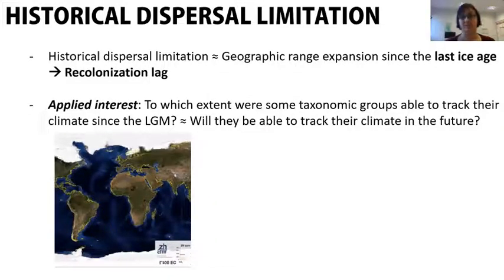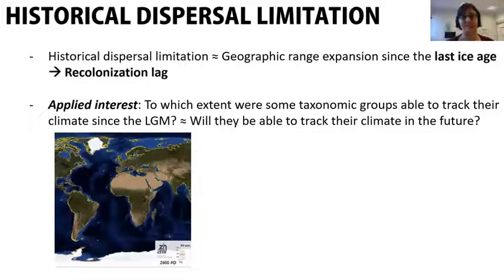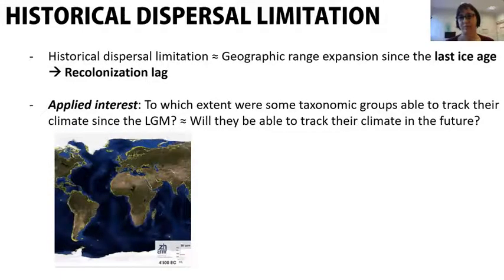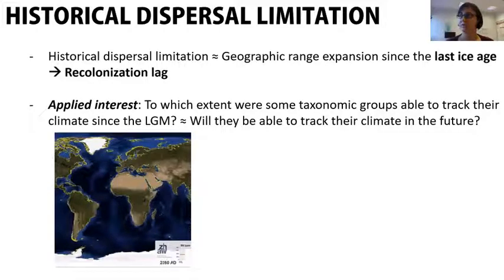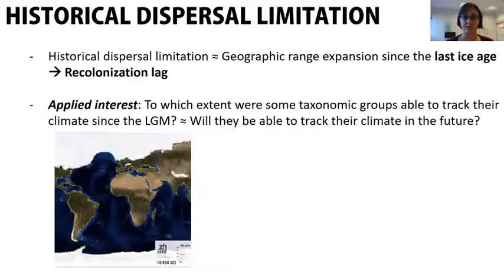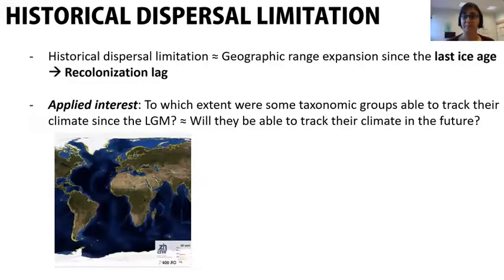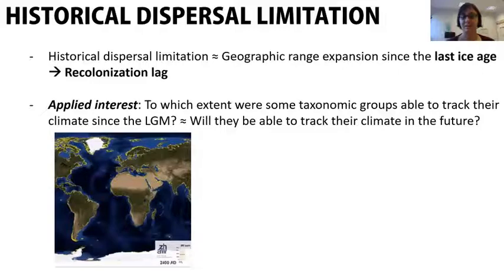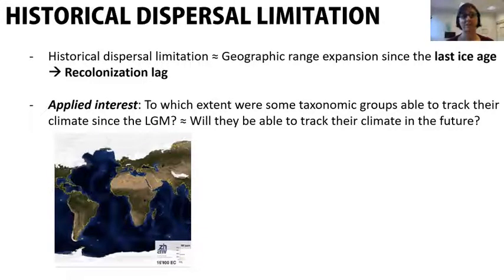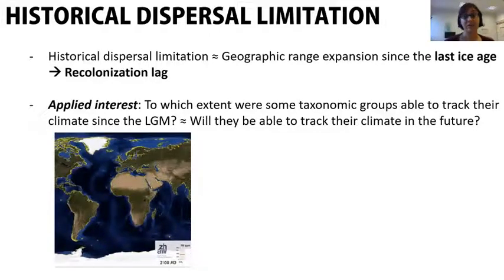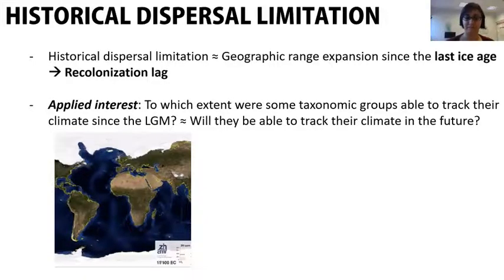Why are we interested? Well, because it's interesting per se, but also it has a clear applied interest: we are all wondering what is going to happen with biodiversity in the near future with climate change, and we have a great natural experiment. So if we understand what has happened in the past, to which extent these species have been able to track their climate, we can make an educated guess about how they will be able to cope with what is coming, right?